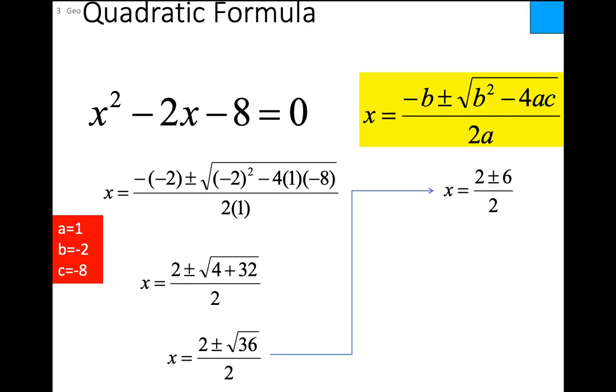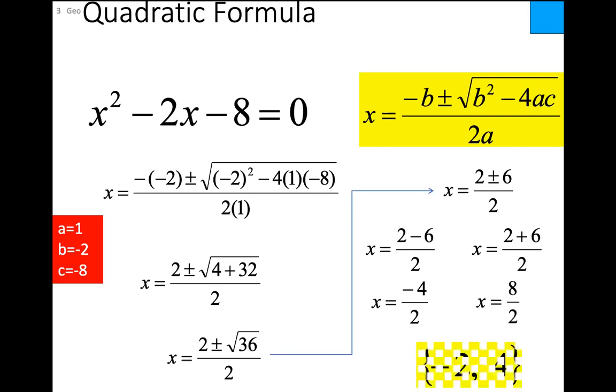So 8 over 2 and negative 4 over 2, which is the 6, the 2. Negative 2. You're confusing. All right. And we already knew those were the answers.